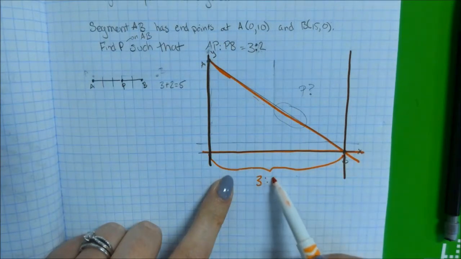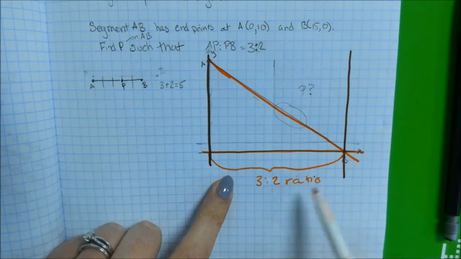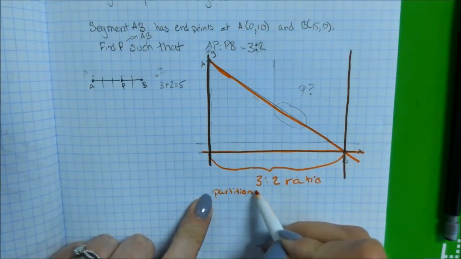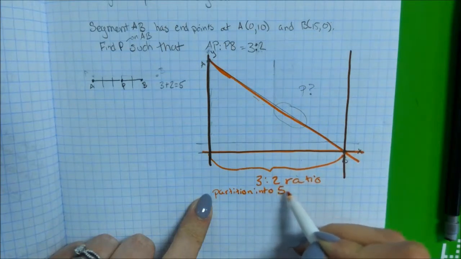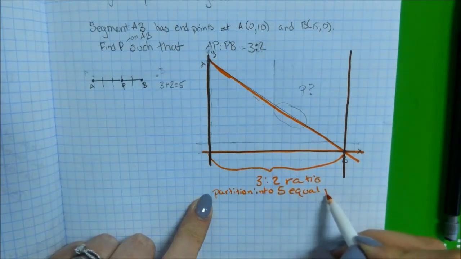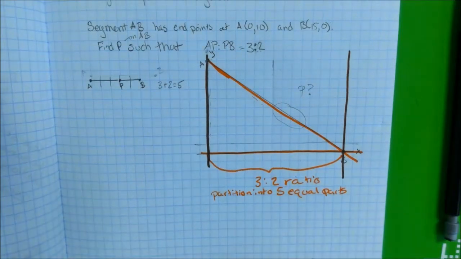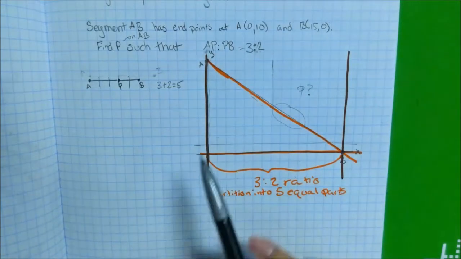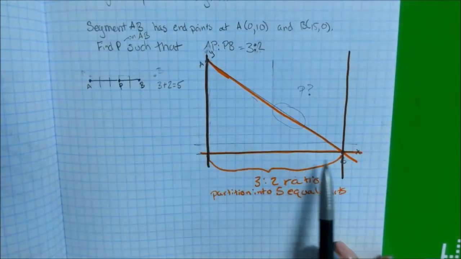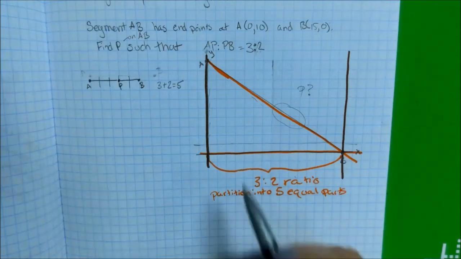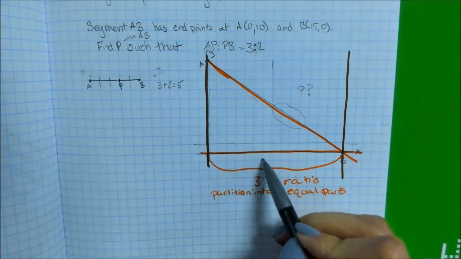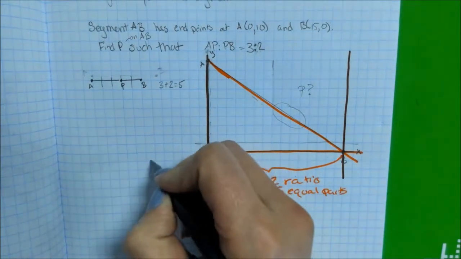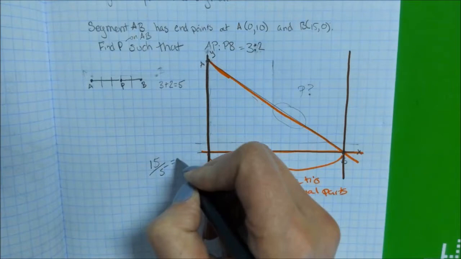into a 3 to 2 ratio, which means I need to partition it into 5 equal parts. So I'm going to count, and this is a line that I just dropped down straight from A. I'm going to count from here to here and then divide by 5. So 1, 2, 3, 4, 5, 6, 7, 8, 9, 10, 11, 12, 13, 14, 15. 15 divided by 5 is 3.